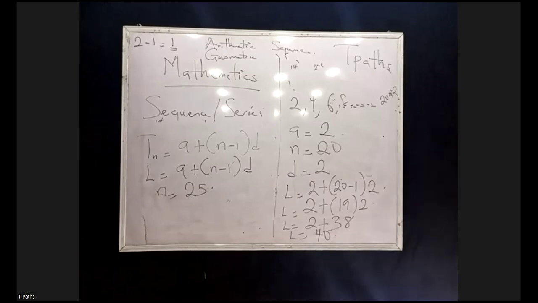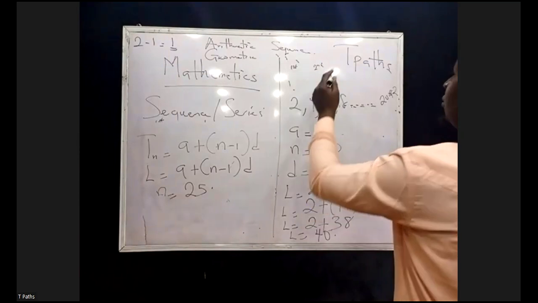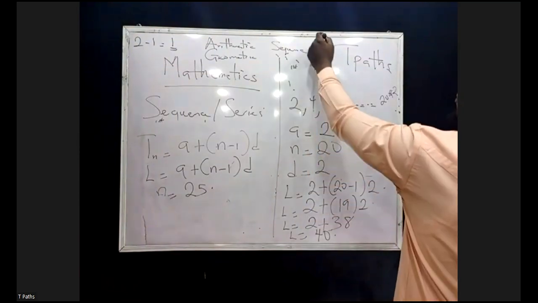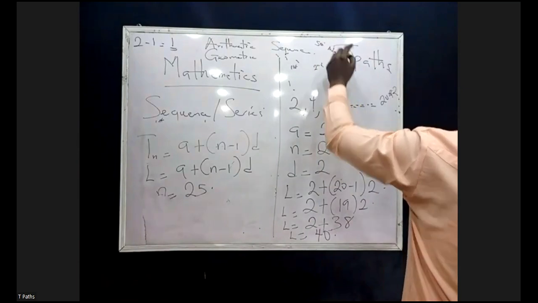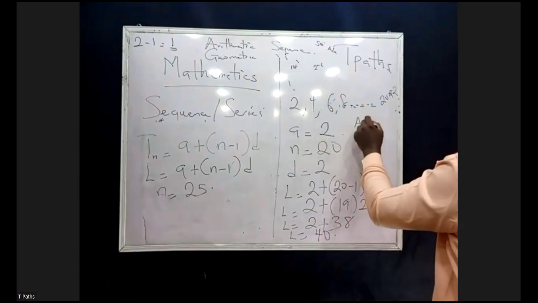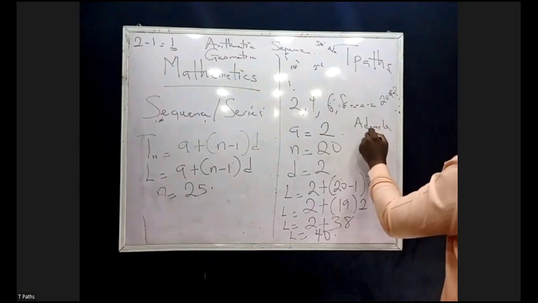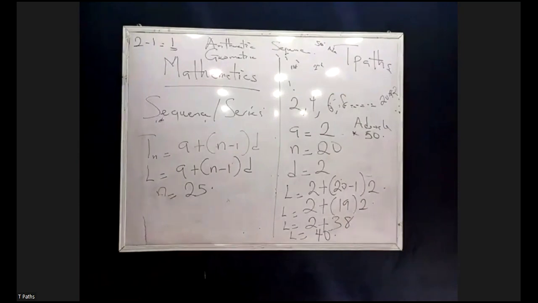Somebody got 50. Sorry, wait. I need the person's name, 50. Adewale, right? Adewale got 50. Adewale, 50. Yeah. Who else?